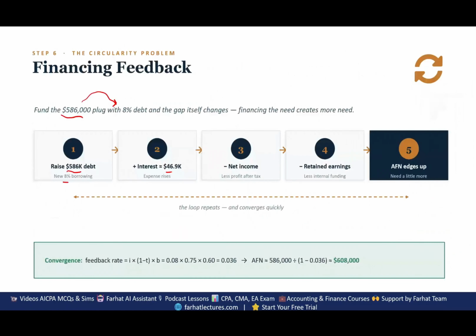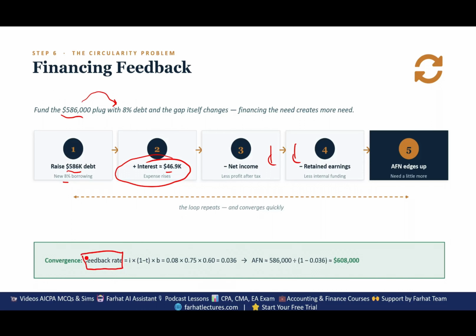So you see that once I factor in the interest expense, if you really think about it, we're in this circular thing. It's like the snake eating its own tail. Net income goes down, retained earnings goes down, now we need more AFN. Then we have to repeat this process again and again until we figure out what's the exact amount that's going to make the balance sheet balance. Well, we have to compute what we call a convergence. And how do we do that?